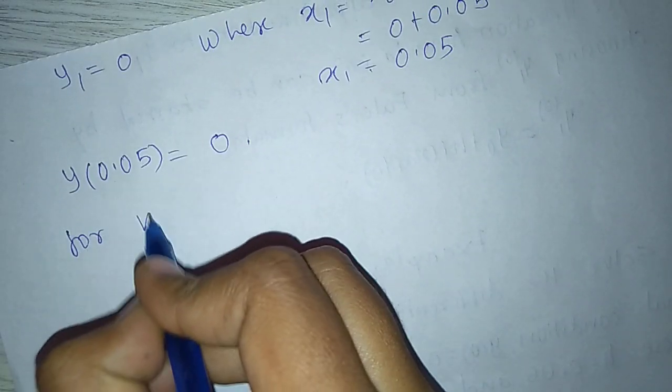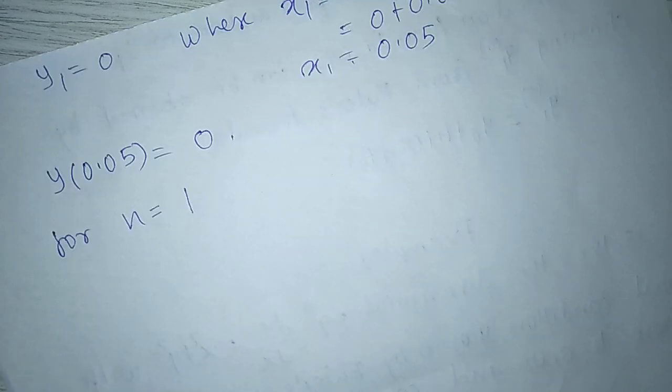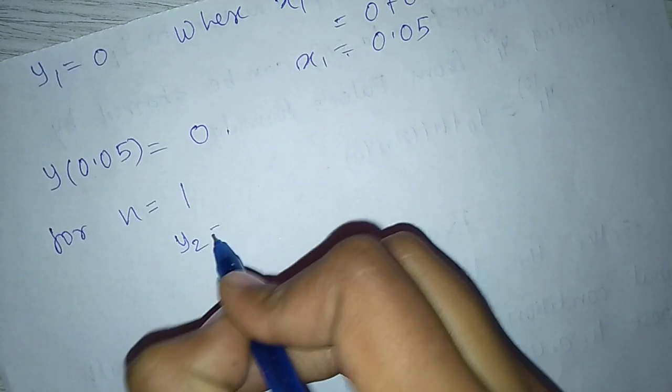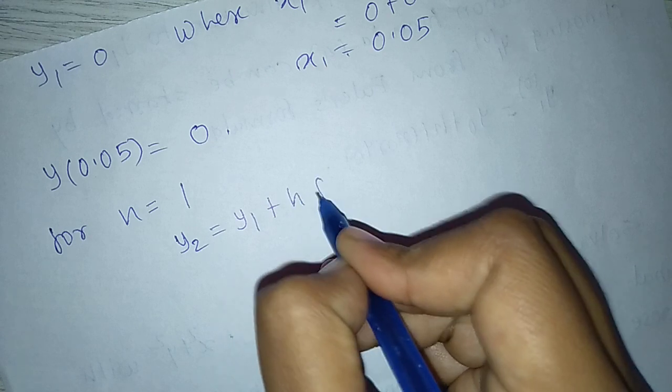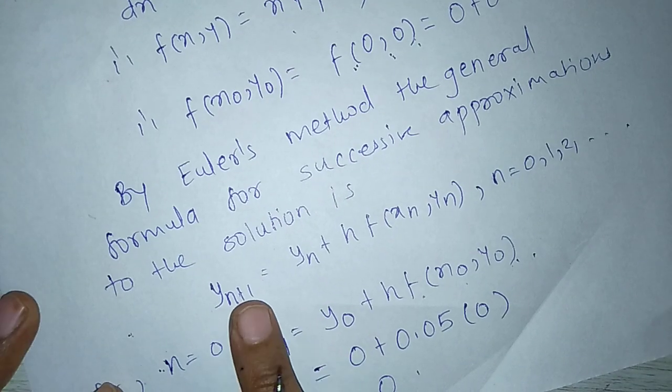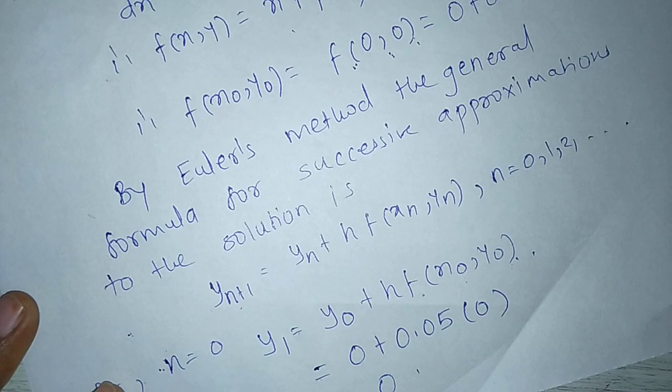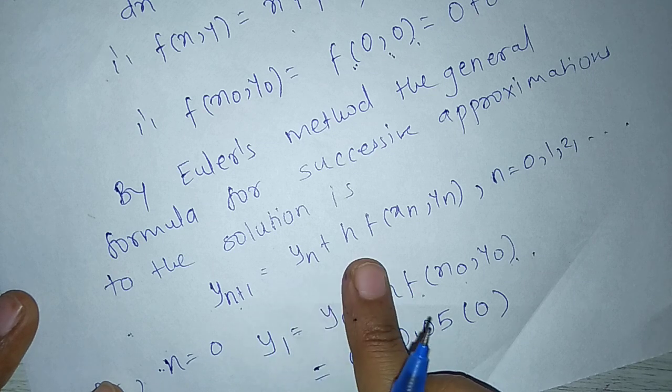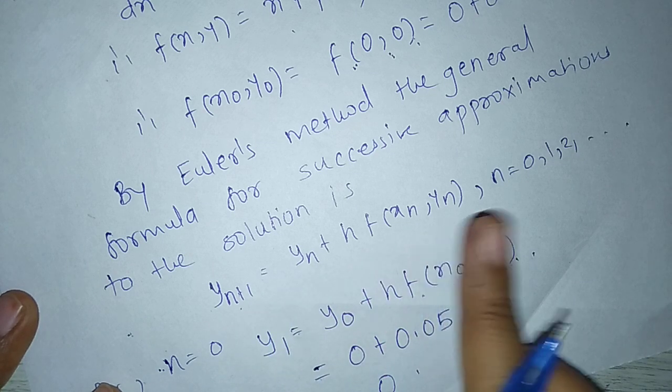Now for n equal to 1, y2 equal to y1 plus h into f of x1, y1.